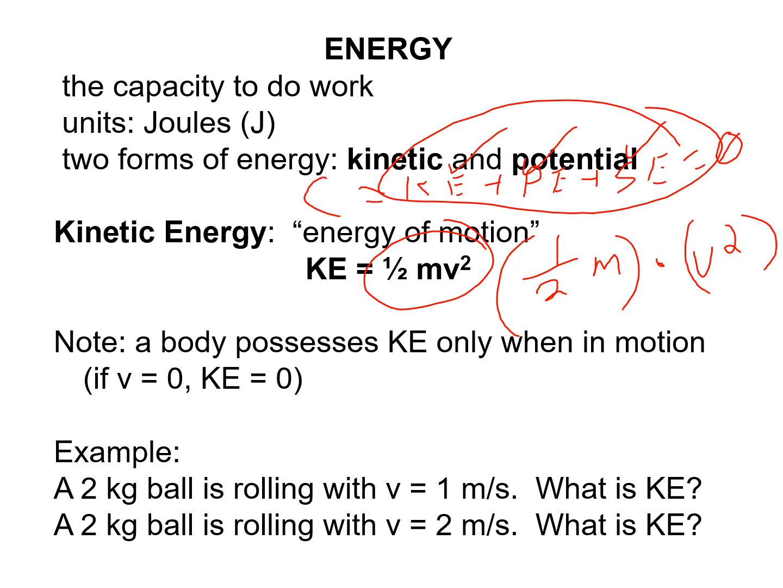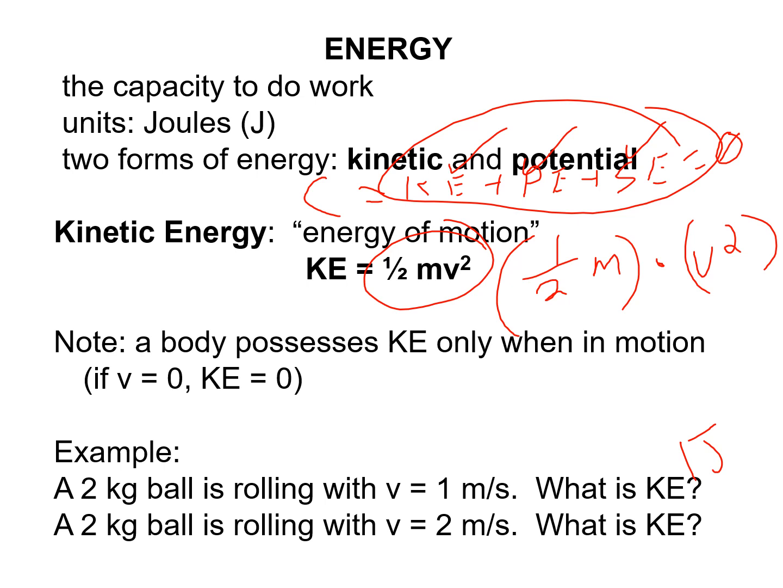A 2-kilogram ball is rolling with a velocity of 1 meter per second. What is its kinetic energy? Well, half of 2 kilograms is 1 kilogram, and velocity squared, 1 times 1, is 1. So 1 kilogram times 1 meter per second gives us 1 joule. Okay? Let's look at this other one.